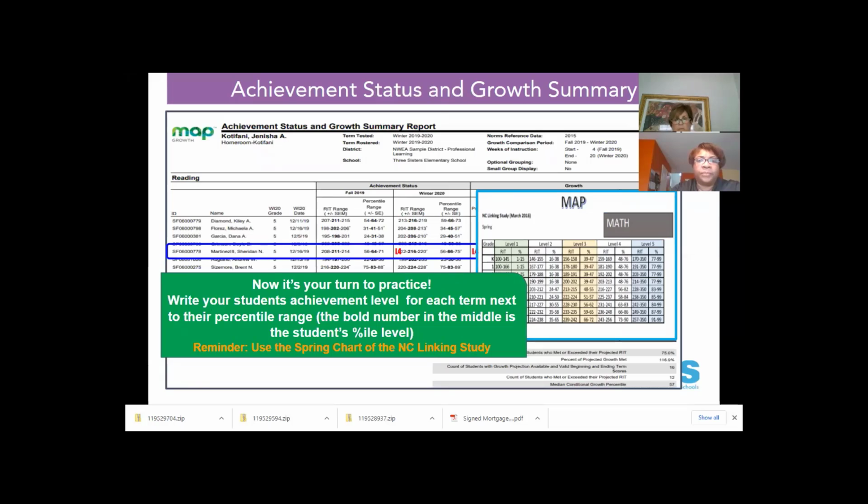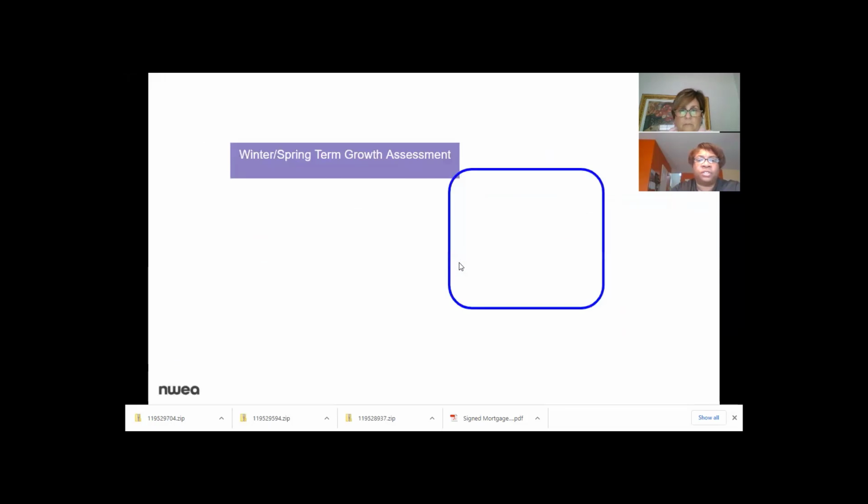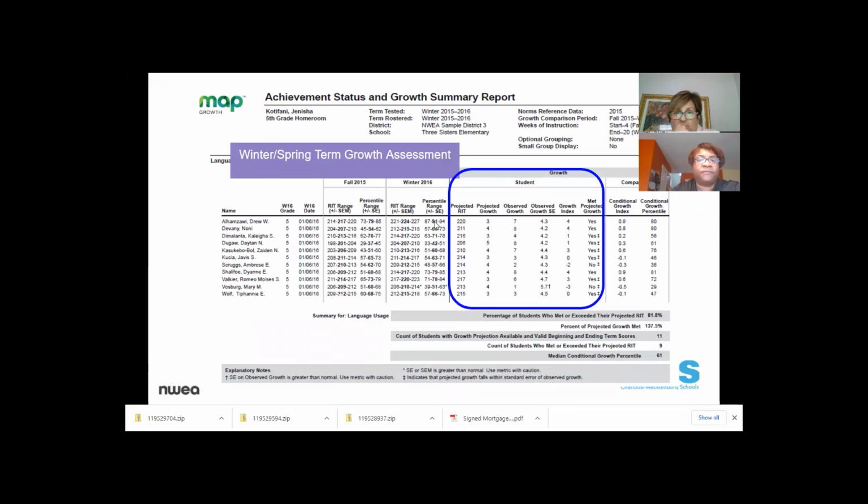Now, what you really want to do is make sure you're first understanding how they're achieving across time. So let's look at the growth area. Remember, I just talked about the projected rates, and how do you know if they achieve their projected rate? It's right here in the observed growth. So MAP projects them to be here. This is their projected growth points. This is what they actually receive, right?